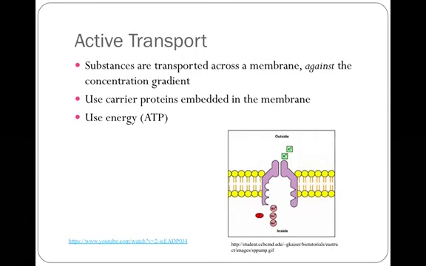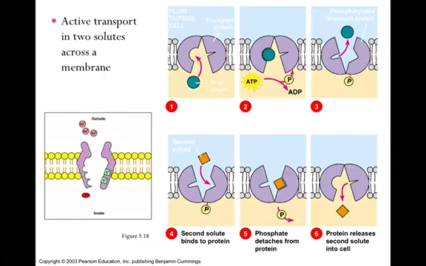Active transport, these substances are transported against the concentration gradient. Okay, it uses, again, carrier proteins that are embedded in the membrane, but this uses ATP. This I need to use energy for. You have to think of active transport like paddling upstream in a canoe. If you want to actually go upstream, you've got to put energy into it.